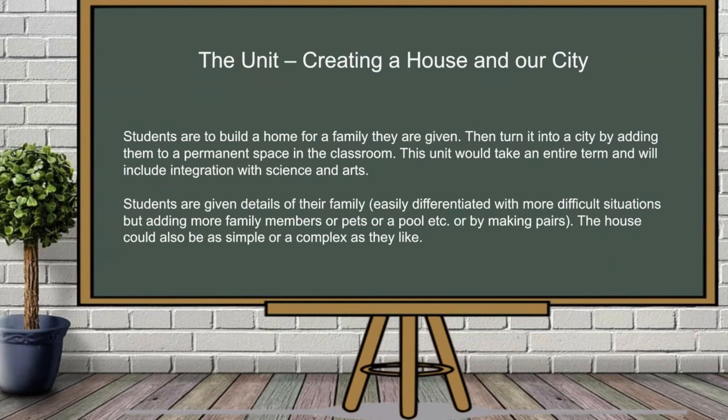This unit would take an entire term and will include integration with science and arts, as previously mentioned. Students are given details of their family, which can be easily differentiated with more difficult situations by adding more family members or pets or a pool, or by making them into pairs if the students are going to struggle with a one-on-one activity. Really, the sky's the limit with the differentiation.